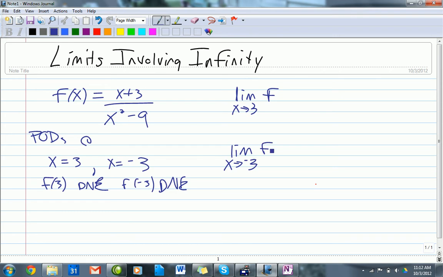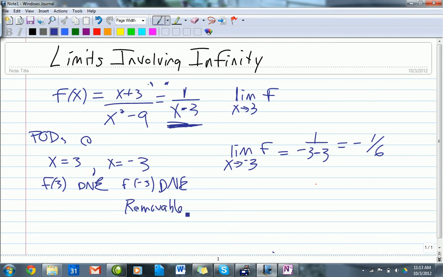To evaluate the limit, as we usually do, I'm going to use the quote-unquote equivalent form. It's not exactly equivalent, but it's almost equivalent, and that's 1 over the quantity x minus 3. To evaluate the limit as x goes to negative 3, I'm just going to plug in negative 3 for the x value, and I get negative 1/6. That's interesting, because since the limit as x goes to negative 3 exists, I know that x equals negative 3 is a hole. It's removable since the limit exists.